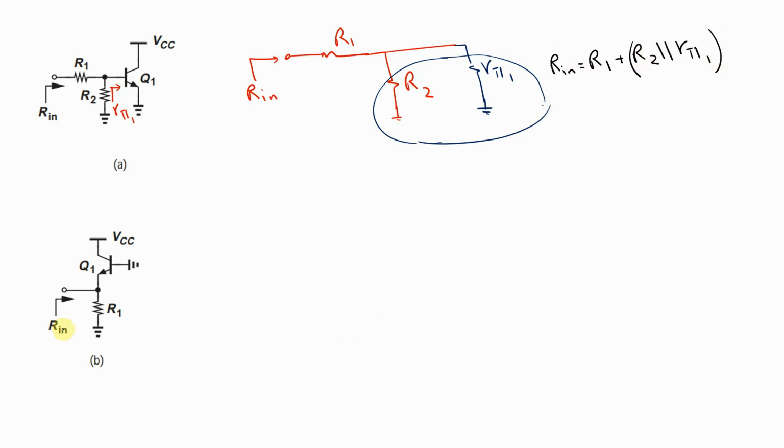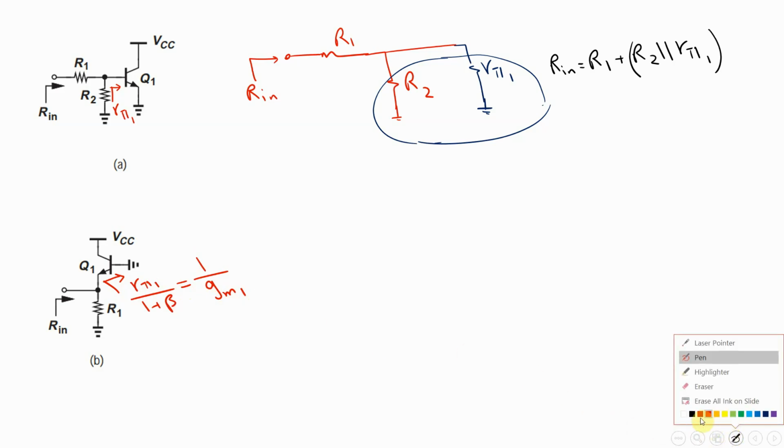And how about this one, Rin? Again, you have to simplify the circuit by calculating the resistance through the emitter of Q1. When I look at the emitter, I have to divide the resistance from the base by the fraction of 1 plus beta. So here this is R pi 1 divided by 1 plus beta, or as Razavi's book says, it's equal to 1 divided by GM1.